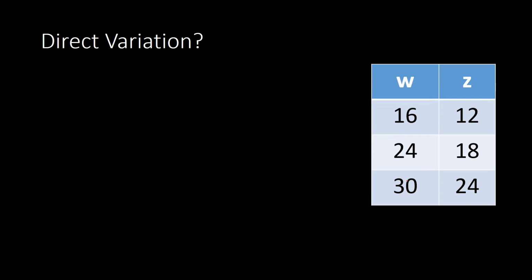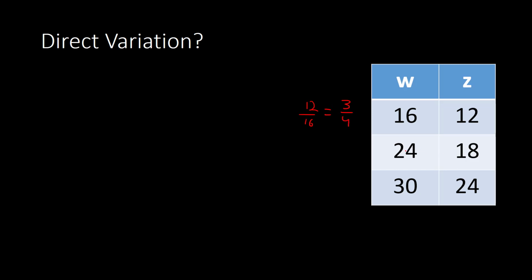So here's an example where you're given the table and you need to conclude, is this a direct variation or not? Well, the question is, w times what gives me z? Or the other way around, 12 divided by 16 gives me what? Well, if I reduce 12 over 16, I can divide top and bottom by 4 to get 3/4.